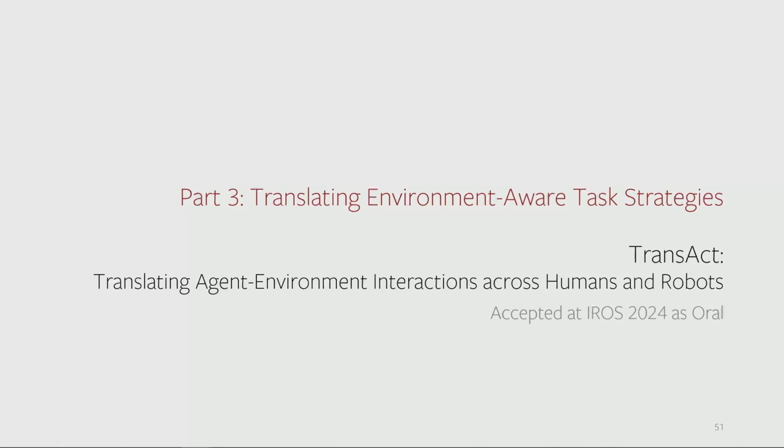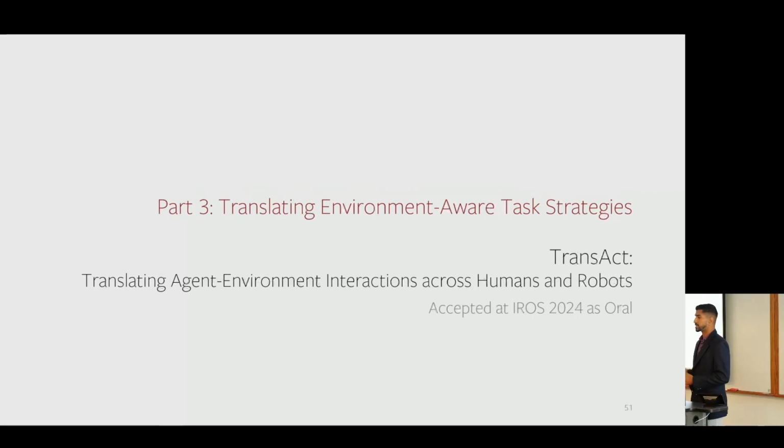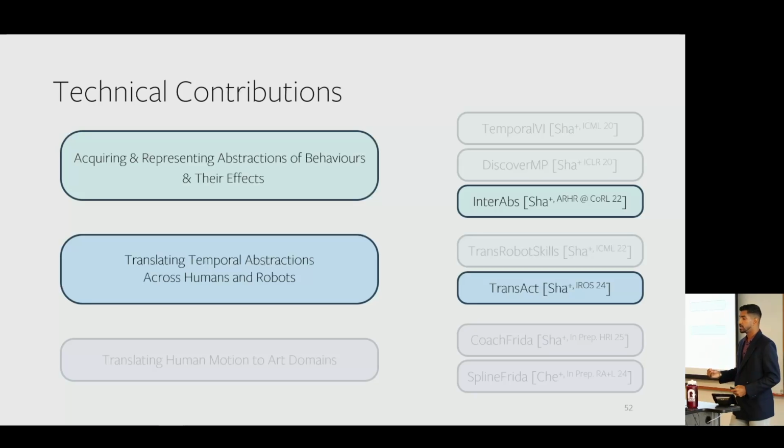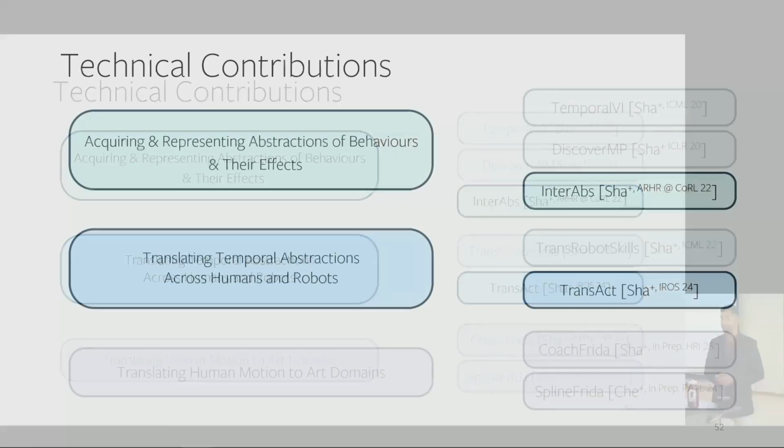The project that I'm going to present in a lot more detail is titled TransAct, Translating Agent-Environment Interactions Across Humans and Robots. And this was recently accepted at IROS 2024 as an oral. And it deals with both acquiring and representing abstractions of behaviors and their effects, as well as how you can translate those abstractions across humans and robots.